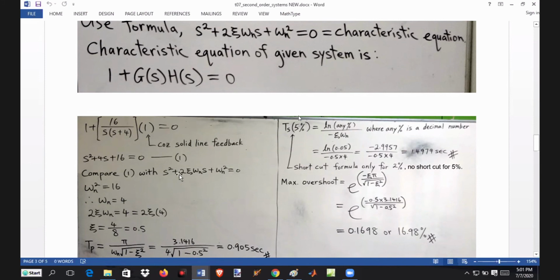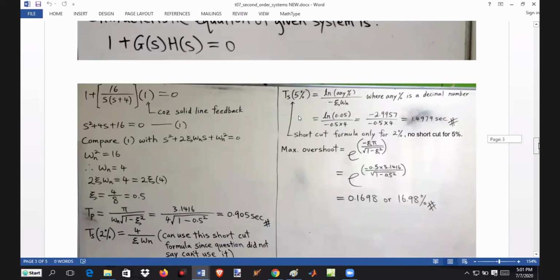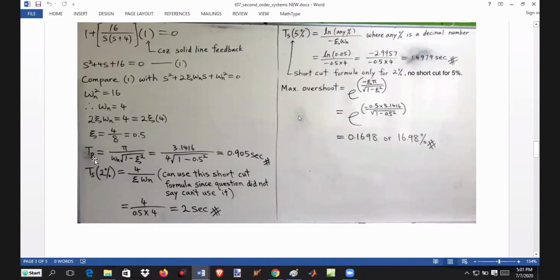Why equal to 4? Look at 2 zeta omega n S, the middle term here. Compare this middle term with the middle term of equation 1. Equal to 4, isn't it? So you can calculate zeta, since you know omega n equals 4. Zeta is 0.5. Once you get these two variables, zeta and omega n, then you can get the TP. TP is peak time, which is 0.905 seconds. Now, this is how you calculate.